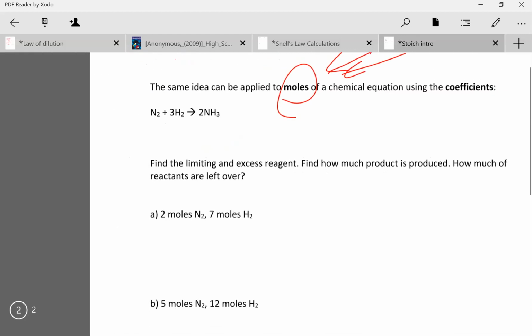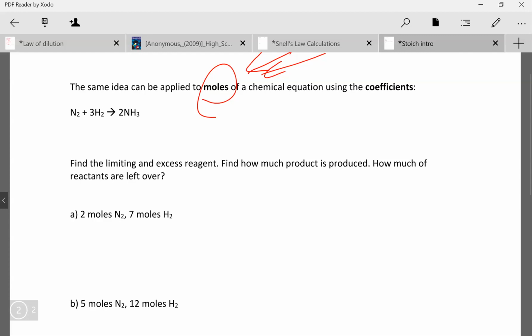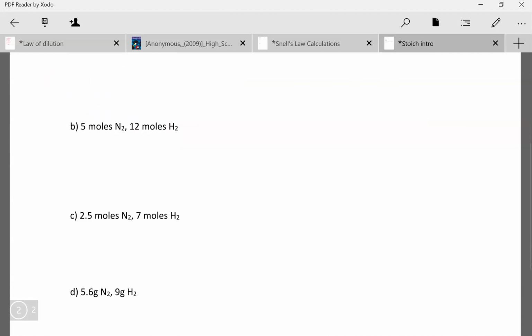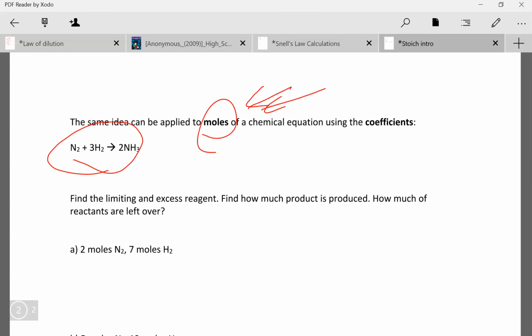So let's say I have 2 moles of N2 and 7 moles of hydrogen, and this is basically the reaction that I am doing. So in this video, we're just going to go over the moles, and then we'll get to the mass calculations a bit later. We have to do some mass-to-mass problems. But yeah, we'll do that later. Now we're just going to stick where the question is given to us already in moles.